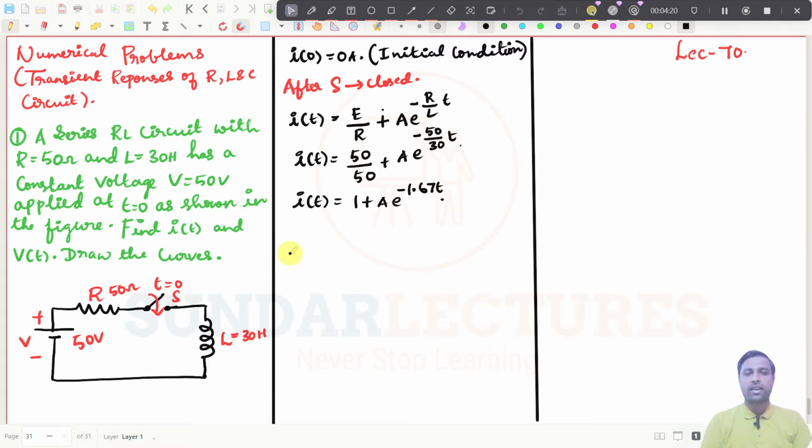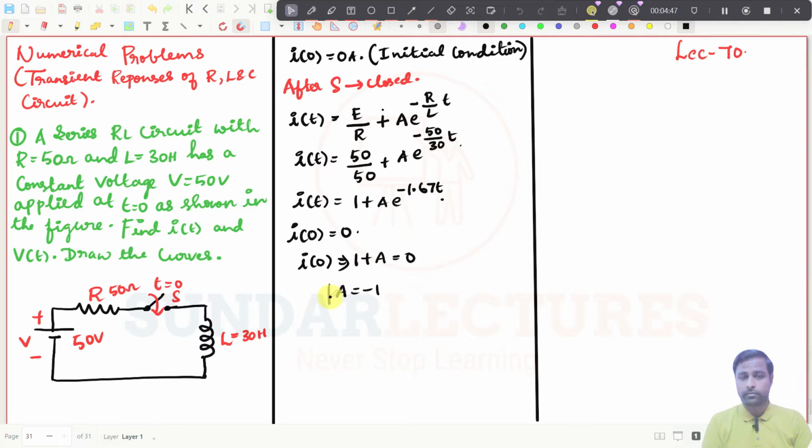So this is the equation, and now you can apply the initial condition. What do you know? I of 0 will be 0, right? You substitute I of 0 in this expression. You will get 1 plus A e power 0, which is 1, so this has to be equal to 0. So A can be written as minus 1.